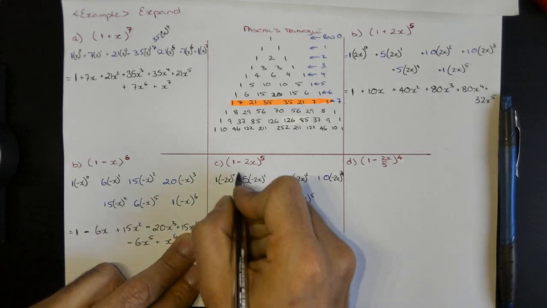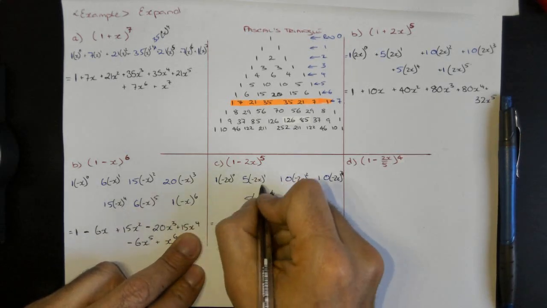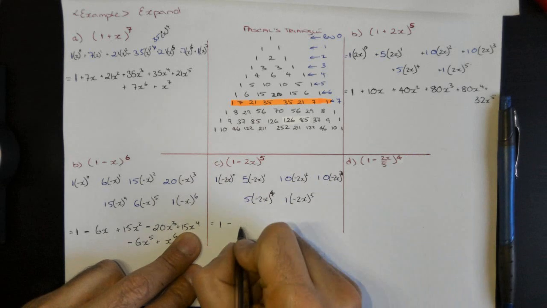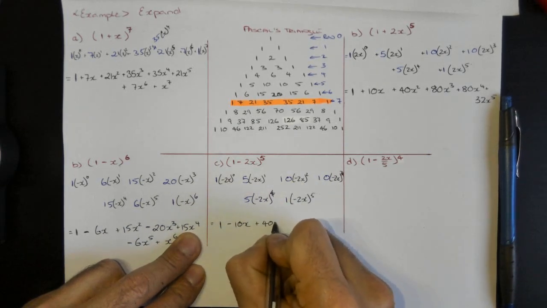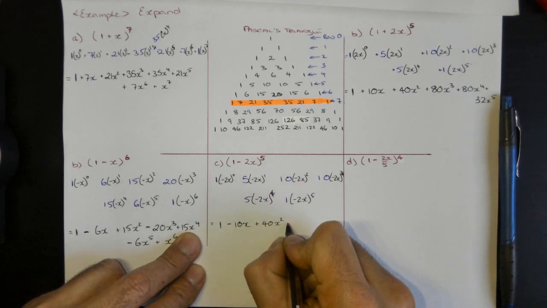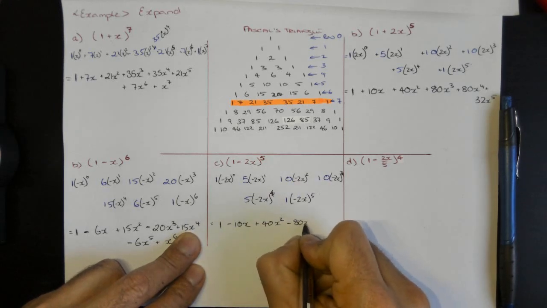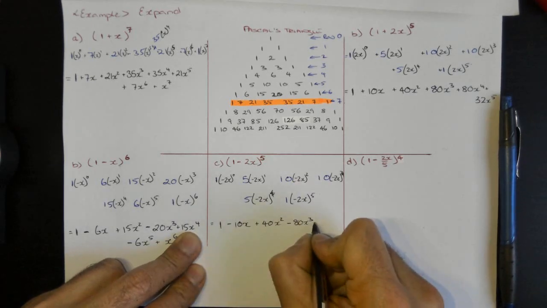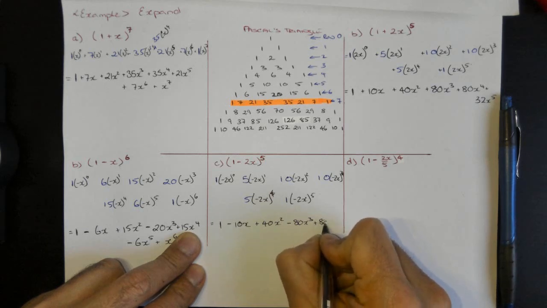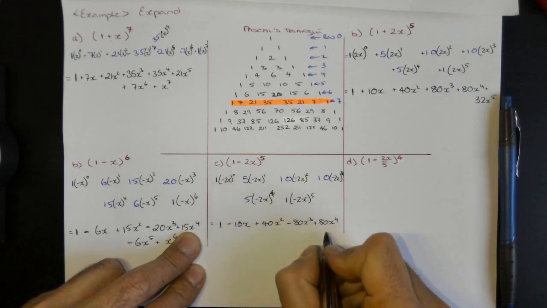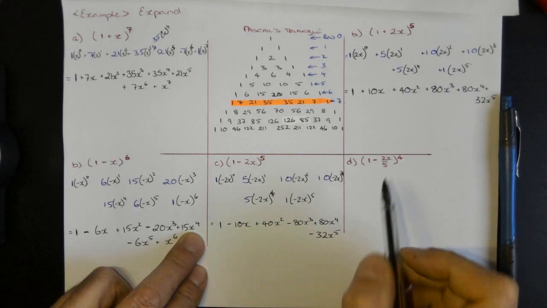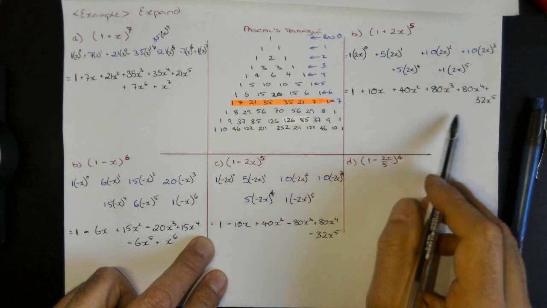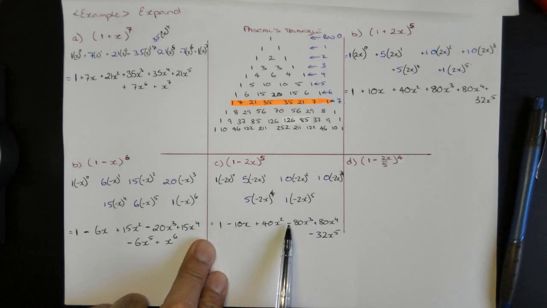Okay. That's going to become positive. This term is going to become negative. This term is going to become positive. It's going to become negative. That's going to become positive. And that's going to become negative. Yeah, I've used my solution here, and we get negative, positive, negative, positive, negative.